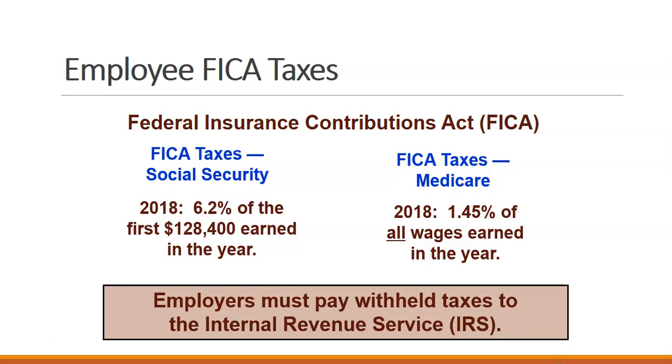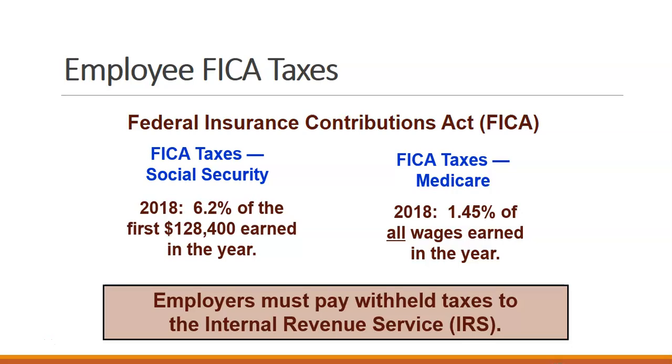With many of the payroll tax amounts that are withdrawn from your check, those amounts, much like tax policy, are set by Congress, and Congress can change those policies. So it's always been 6.2%, but the amount earned in the year has changed throughout the years. It keeps increasing. And then Medicare is 1.45% of all wages earned in the year.